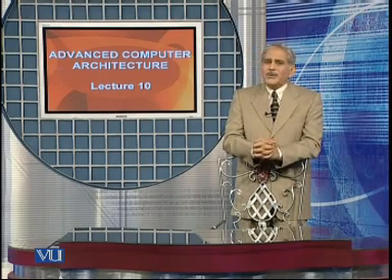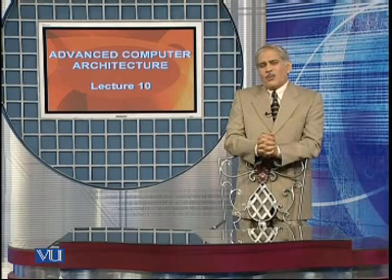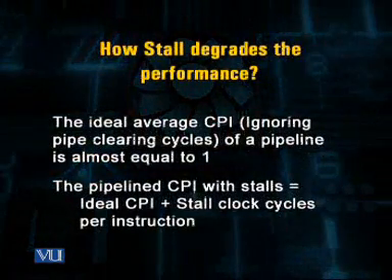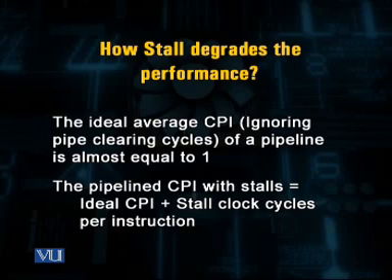In order to explain how the stall operation degrades the performance, let us consider this example. In this example, we assume that the ideal average clock cycles per instruction, ignoring the pipeline filling cycles, is almost equal to 1. The pipelined clock cycles per instruction with stalls is equal to this ideal CPI plus the number of cycles for which the system has to stall.